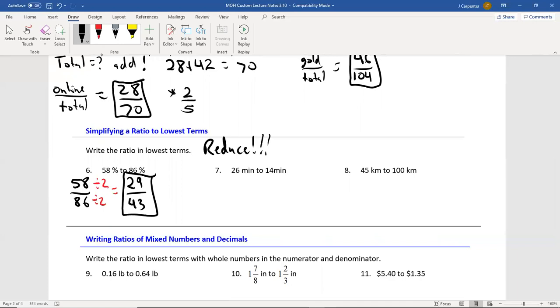26 minutes to 14 minutes. So we'll write the 26 on top of the 14. And I'll do the slash this time. So what number goes into both of these? Well, they're both even, so 2 at least. 2 will go into 26 13 times. 2 will go into 14 7 times. So let's rewrite this as 13 over 7 because I don't think anything goes into both of them besides 1. They're both prime. 1's the only number.